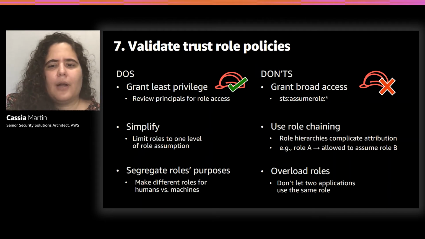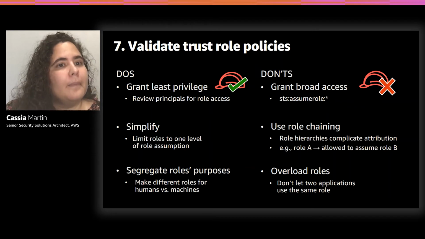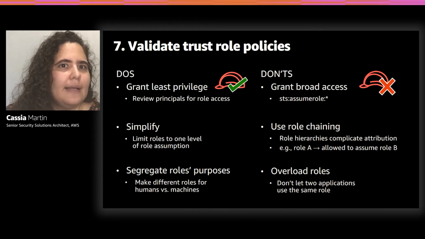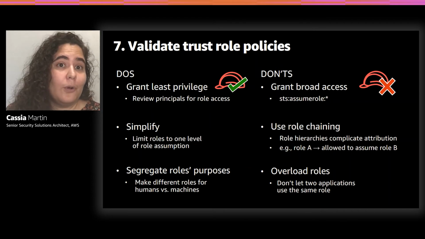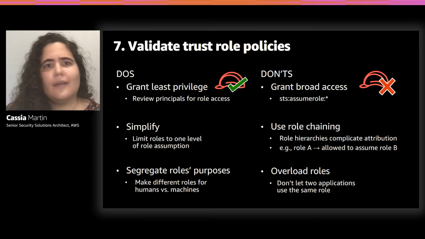So how do we structure that properly? Here are some basic do's and don'ts that we've pulled together from our experience with customer environments. It helps make things more maintainable and secure. First, grant least privilege. Make sure that you look in your trust policies to make sure you're not granting any broad access. If you see anything like sts:AssumeRole star, that means you're granting a principal access to all your different roles in your accounts, and there's no reason to do that.